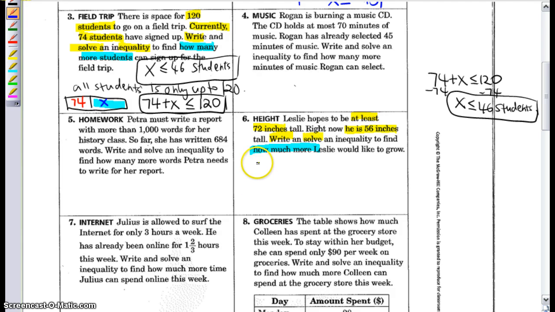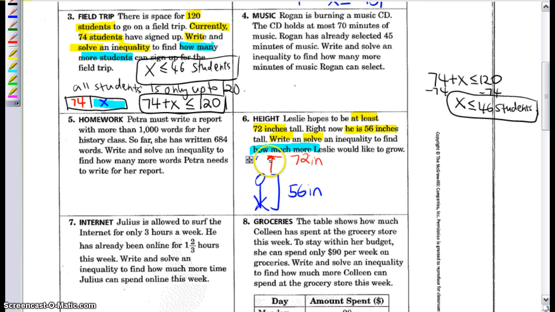Let's just say that he is, let's just draw a picture. I'm going to use a different method here. So there he is. He is 56 inches. He wants to be 72, which means he needs to grow a certain amount to reach this level. And we're going to say that level is 72 inches.